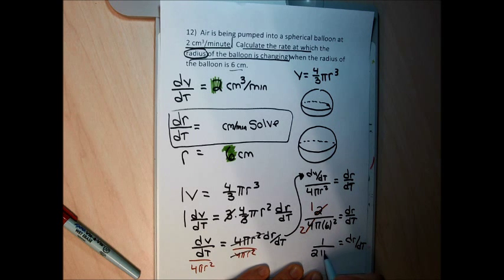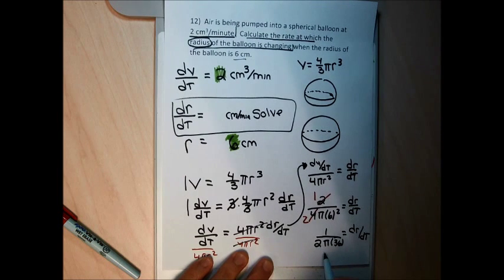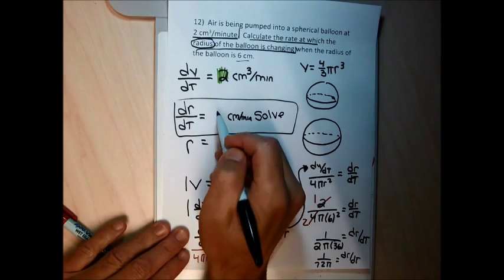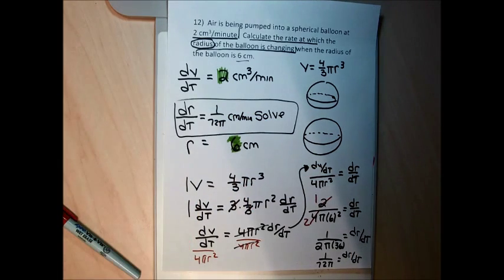The denominator has a 6 squared that I need to make a 36. It also has a 2 and a pi that were left over after I canceled the 2 with the 4. Now I'm just going to multiply the 2 and the 36 and get 72. The pi is going to stay in the denominator. And I have a dr dt. So that tells me that the radius is changing at 1 over 72 pi centimeters per minute, and that's going to be the answer to this problem.